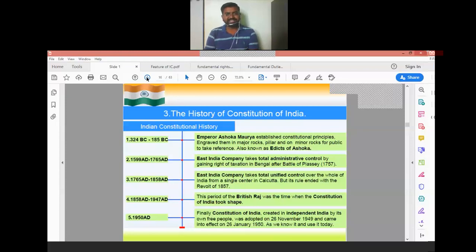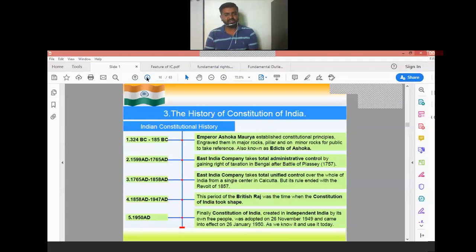After that, the East India Company totally controlled the administration, particularly of India. The word itself, the East India Company. They came to India, to Bengal, just to take full control, as there were no rules and regulations for India. They made their own rules and regulations and enforced them.